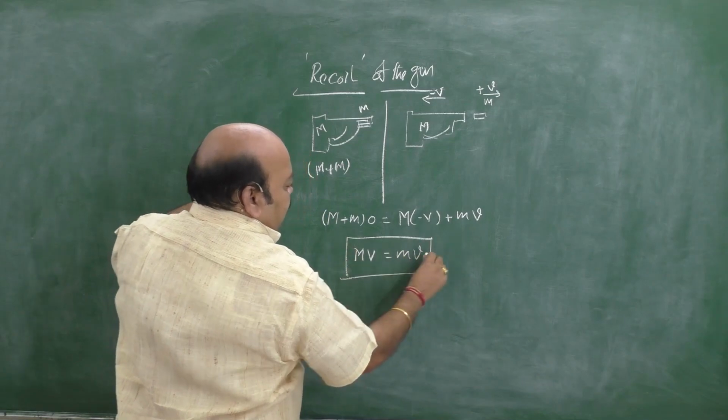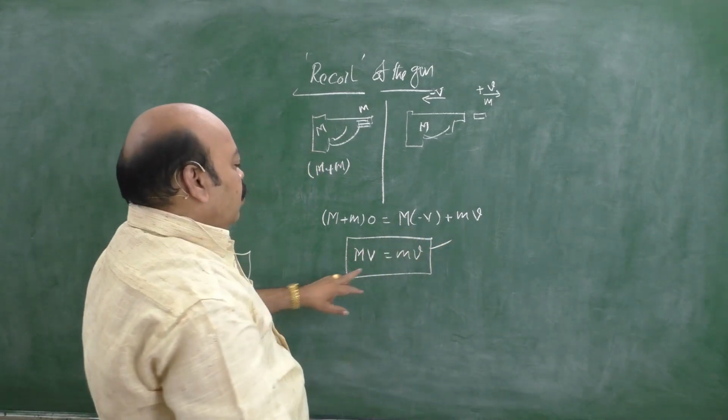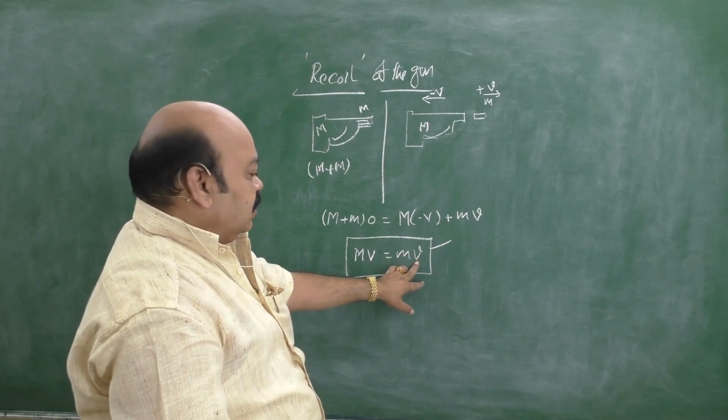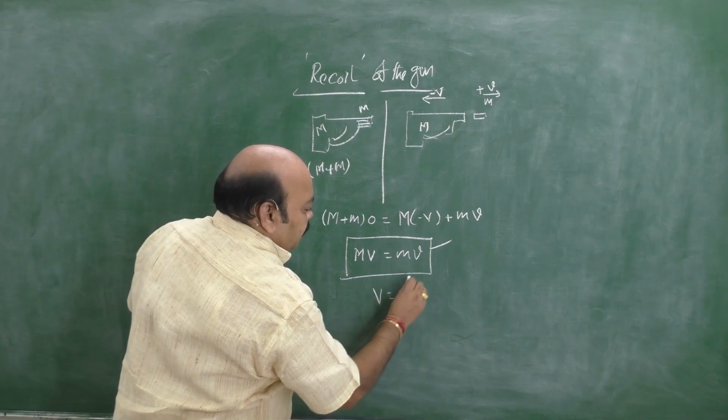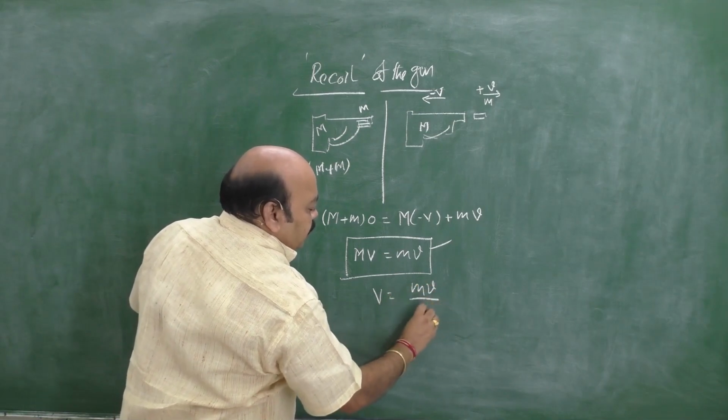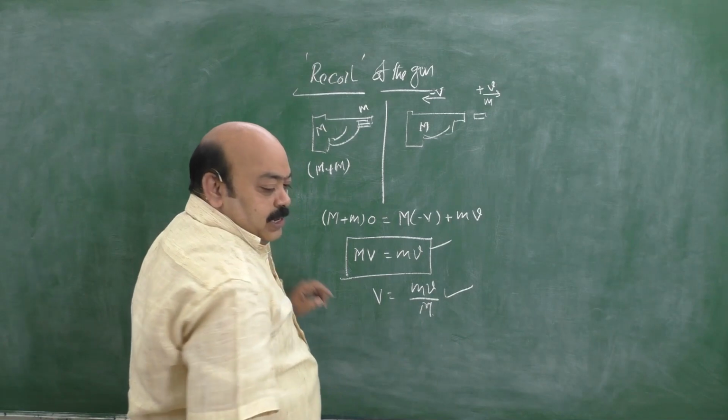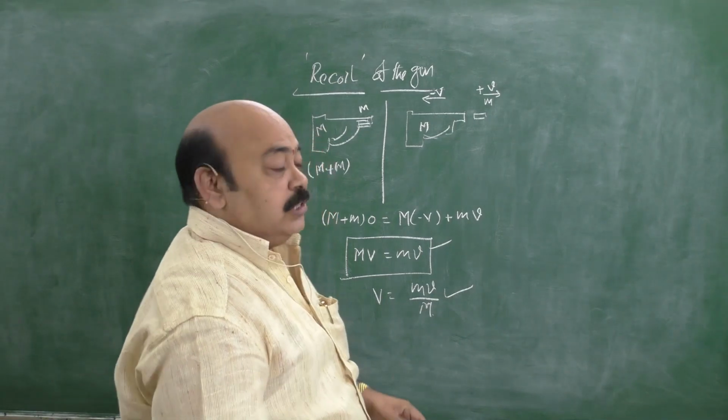Using this relation, we can calculate any one of the given quantities. This means what is the velocity of the bullet, what is the recoiling velocity. If we need the recoiling velocity, say recoiling velocity V is equal to m v by capital M. That's how we can calculate the recoiling velocity.